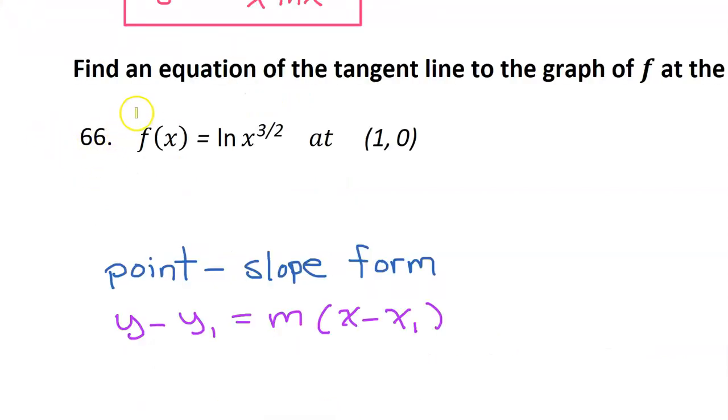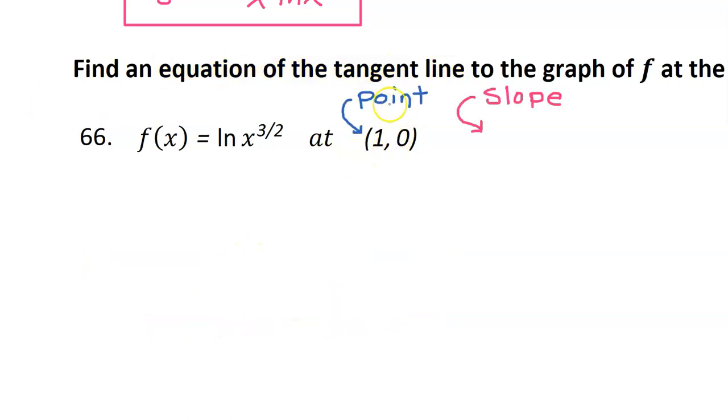For number 66, we need to find an equation of the tangent line to the graph of f at the given point. Whenever they ask me to find the equation of a line, I use point slope form. So that means I need two things. I need a point and I need the slope. One cool thing is they already gave me a point, the point of tangency. So really all I need is the slope.